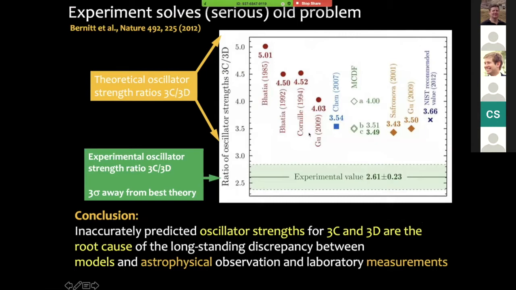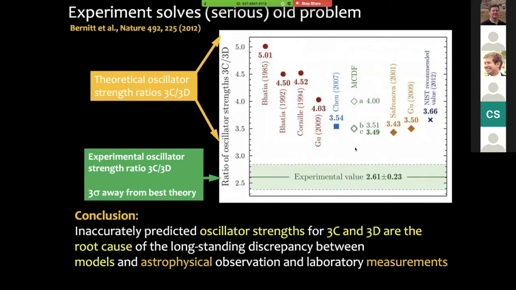We compared with the various theoretical calculations and values from the databases. All of them were in disagreement, and the disagreement with the best theory at that time was roughly 3 sigma. So we thought that this experiment solved a serious old problem, and the conclusion was that the inaccurately predicted oscillator strength of 3C and 3D is the root cause of this long-standing 40-year-old discrepancy between the observations and the measurement.